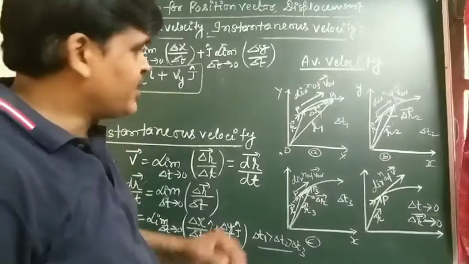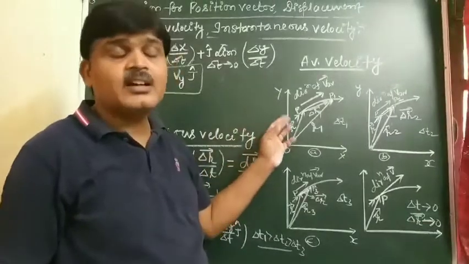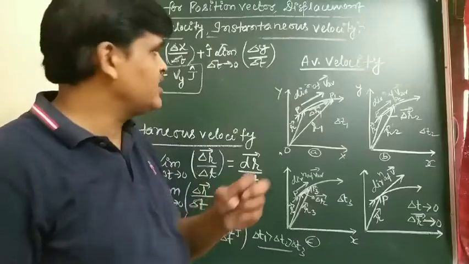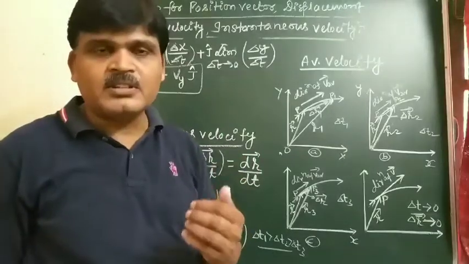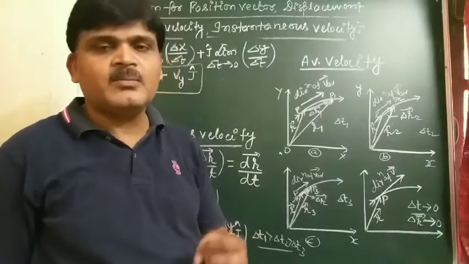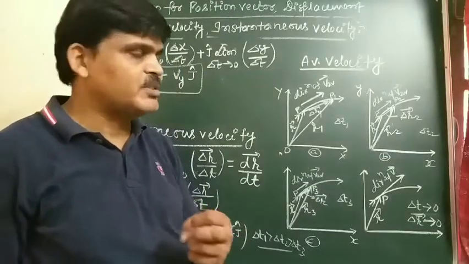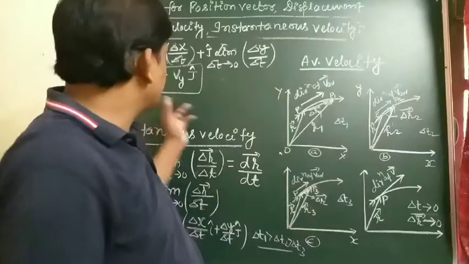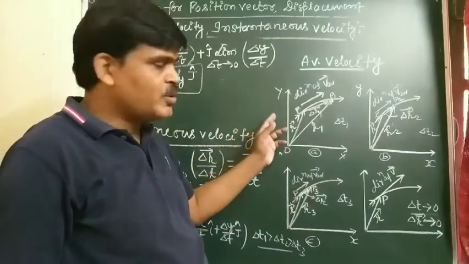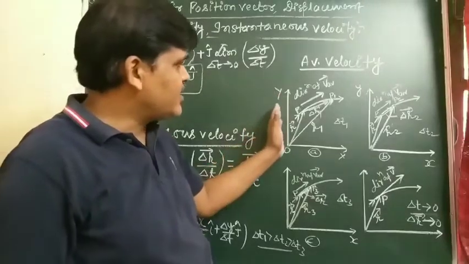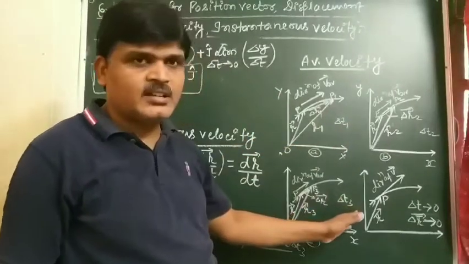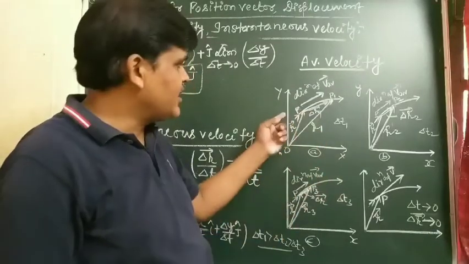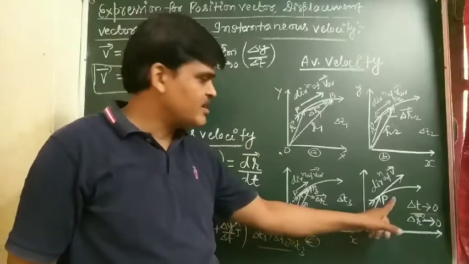And student, in the case of the limiting value, when time approaches 0 the average velocity becomes the instantaneous velocity. So the limiting value of average velocity when delta t tends to 0 changes into instantaneous velocity. These four diagrams are given to understand how delta t decreases and average velocity changes to instantaneous velocity.